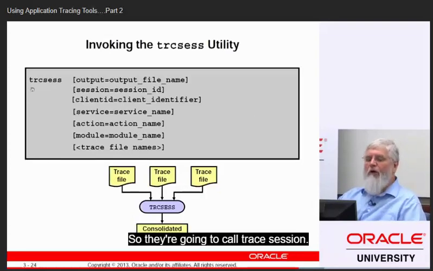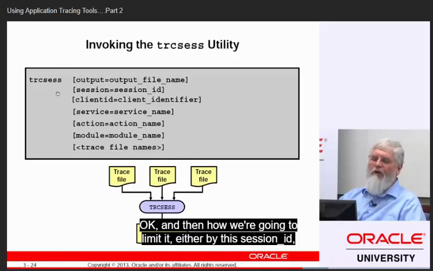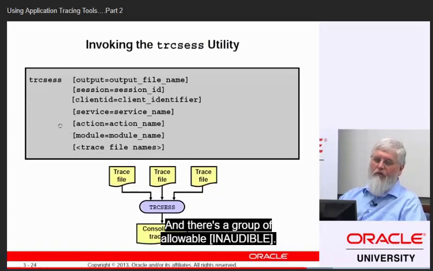So they're going to call trace session. We give it the output file, okay, and then how we're going to limit it, either by the session ID or by client ID or by a combination of service, action, or module. And there's a group of allowable combinations. And then finally, we give it a group of input files. And you can use wildcards to specify this.